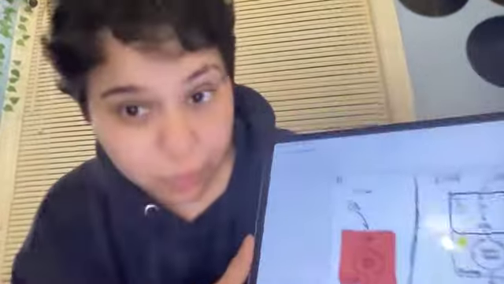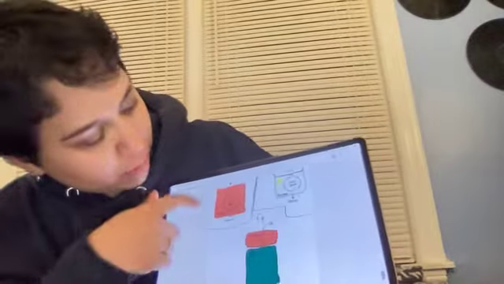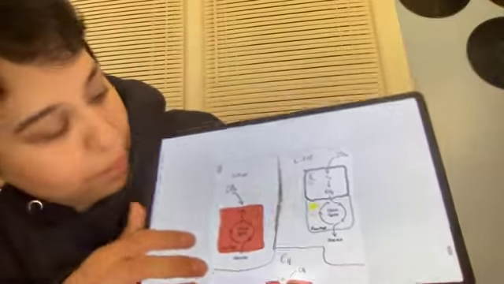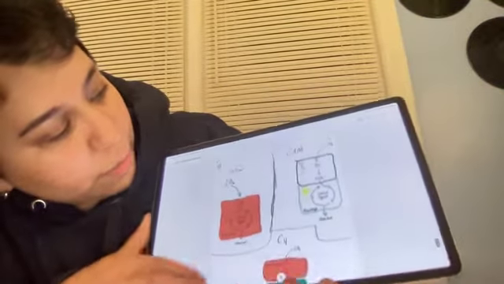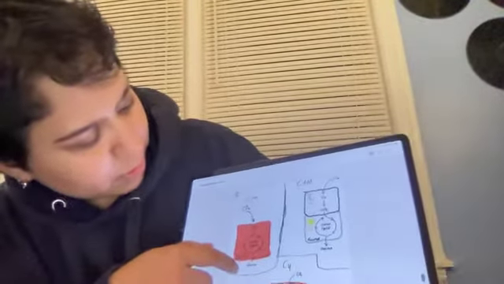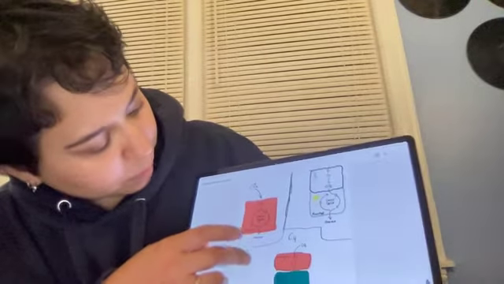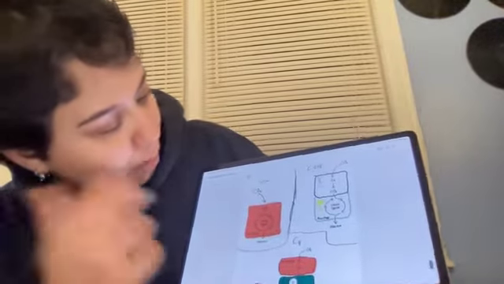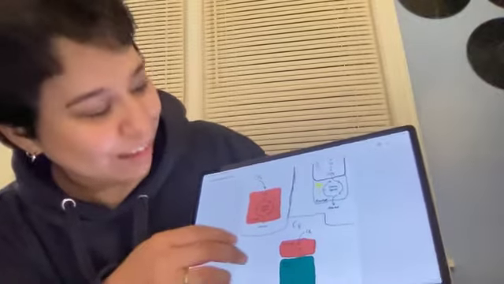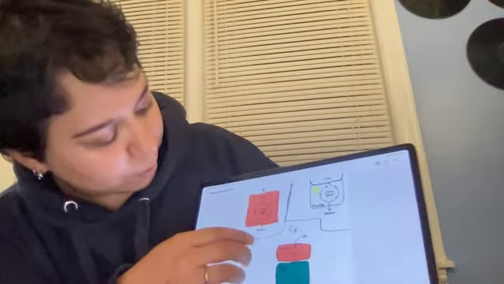So these are my diagrams for C3 plant, C4, and then the CAM photo pathway. So some similarities would be that they all take in CO2, and they all process CO2 through the Calvin cycle. I think it's the same thing. Through the Calvin cycle to produce glucose.